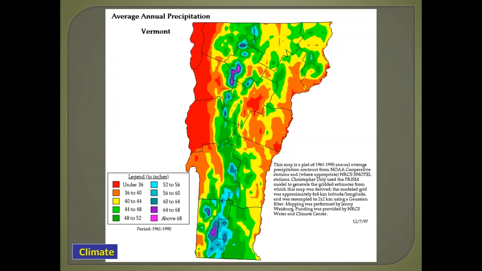But here's a quick look at how the rain falls in Vermont, and you can see along the northern Green Mountains and into the southern Green Mountains, we have a lot of rain, so 48 to 52 inches. On the very tops of some of these mountains, we're up to above 68 inches per year. The Champlain Valley and the Connecticut River Valley are the two areas that get the least amount of rain, and that drives the forest communities.